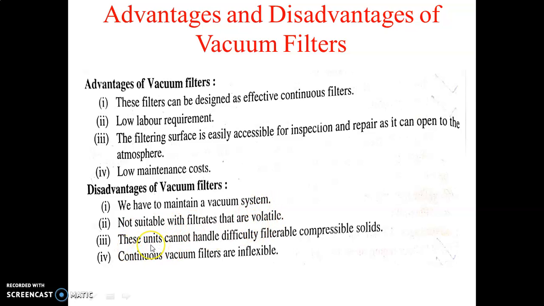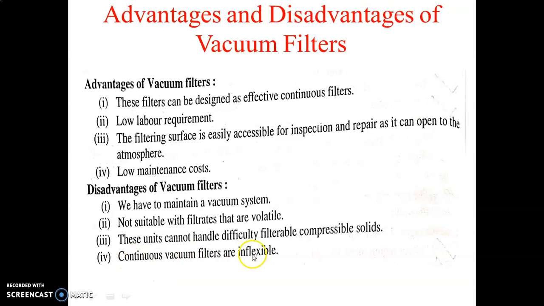Then third is, these units cannot handle difficult-to-filter compressible solids. Compressible solids means if you compress that cake, it will get compressed. So that type of solids cannot be handled here, or it is difficult to handle compressible solids.